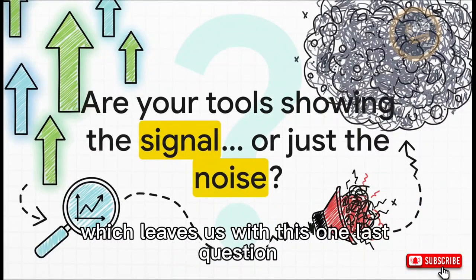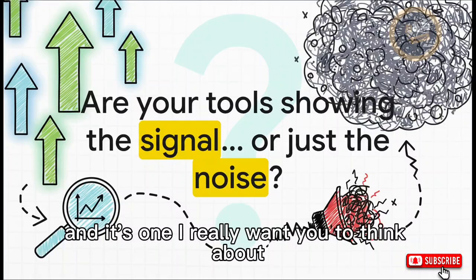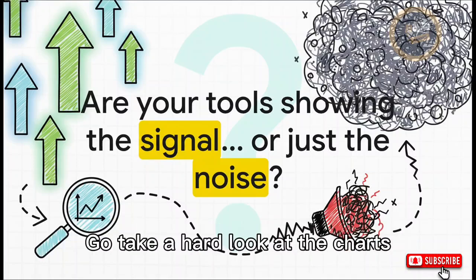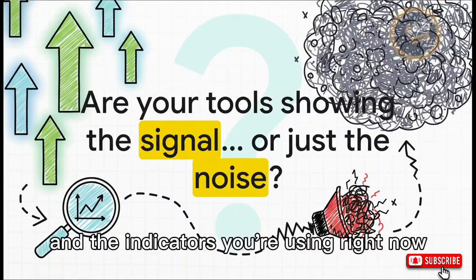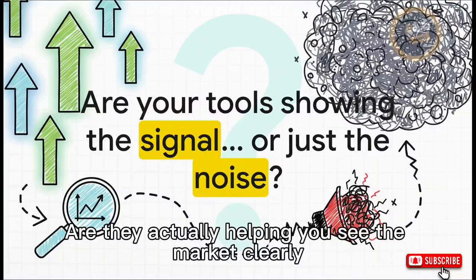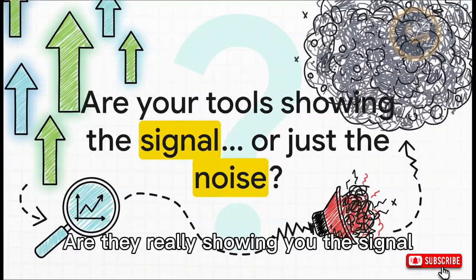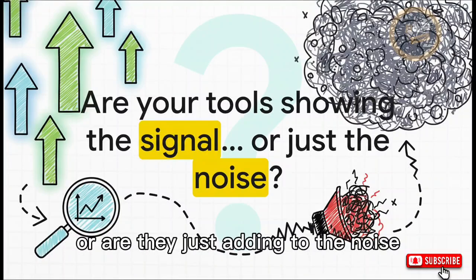Which leaves us with this one last question, and it's one I really want you to think about. Go take a hard look at the charts and the indicators you're using right now. Are they actually helping you see the market clearly? Are they really showing you the signal, or are they just adding to the noise?